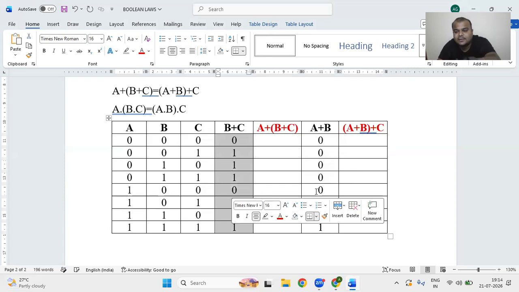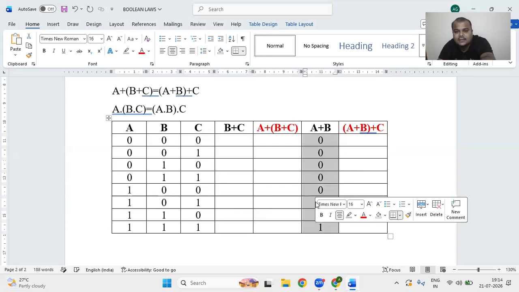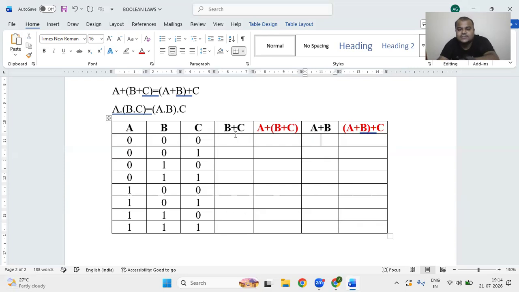Copy. You see the change, how it will work. So B plus C: 0 plus 0, 0; 0 plus 1, 1; 1 plus 0, 1; 1 plus 1, 1; 1 plus 0, 1; 0 and 0 plus 1, 1; 1 plus 0, 1. Third column, B plus C.